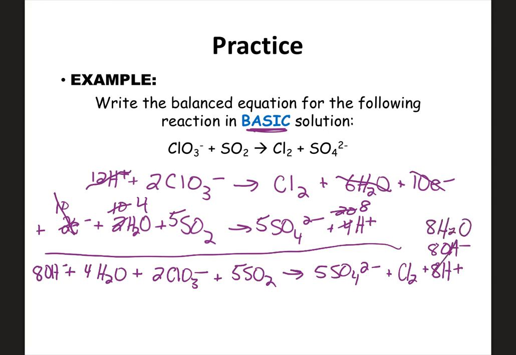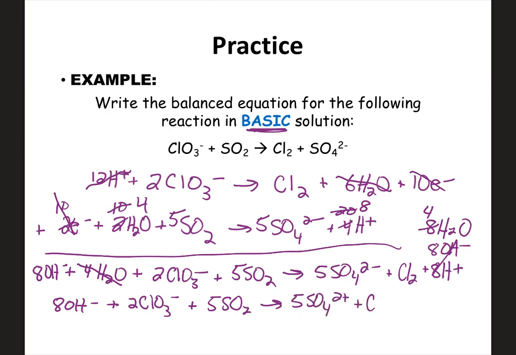But now be careful, you're not done yet because you had 4 water on the left that could cancel with the 8 water you just formed. So now all the water on the left side is going to be gone, and I'm going to have just 4 water on the right. So when we rewrite this here for our final answer, it's going to be 8 OH minus plus the 2 ClO3 minus plus 5 SO2 going to the 5 SO4 2 minus plus Cl2 plus the 4 H2O.